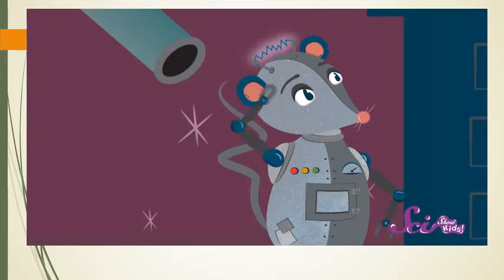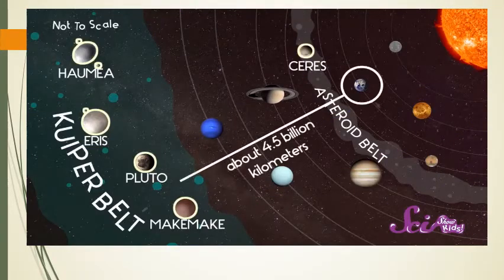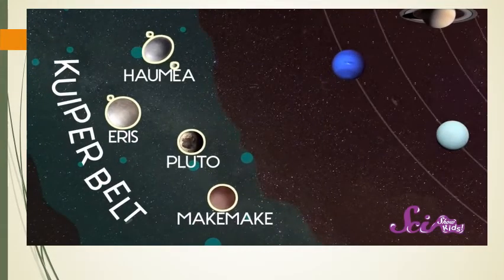Squeaks, grab the telescope. So far, astronomers have named 5 dwarf planets, most of which are very far from Earth. All but one of them are in an icy area way past Neptune called the Kuiper Belt.